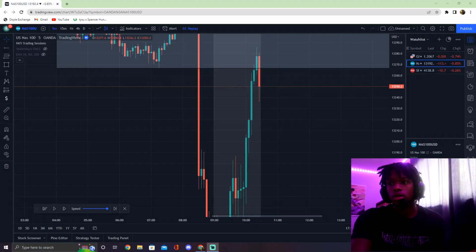So what is supply? Supply is aggressive selling. Demand. What is demand? Demand is aggressive buying. When you are looking for supply, you should see just aggressive selling. That's when you have like a big red candle or a couple red candles just dropping like that. Demand's the same thing. You will see a couple blue or green candles just going up, shooting up. All right. So we can go ahead and get right into it.